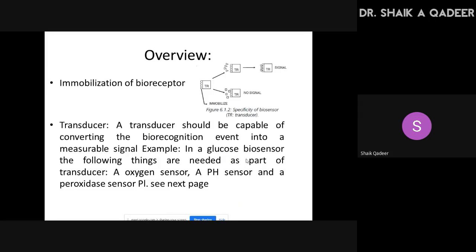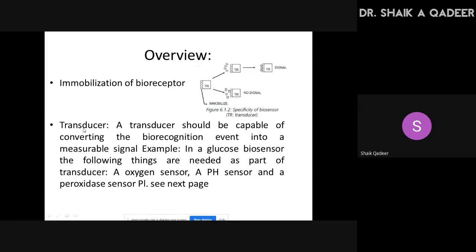So we have seen the need of immobilization, and also what the different methods available to perform the immobilization operation are. Now we will move to the next part of the biosensor, that is called the transducer. Now remember, we are still in the introduction.